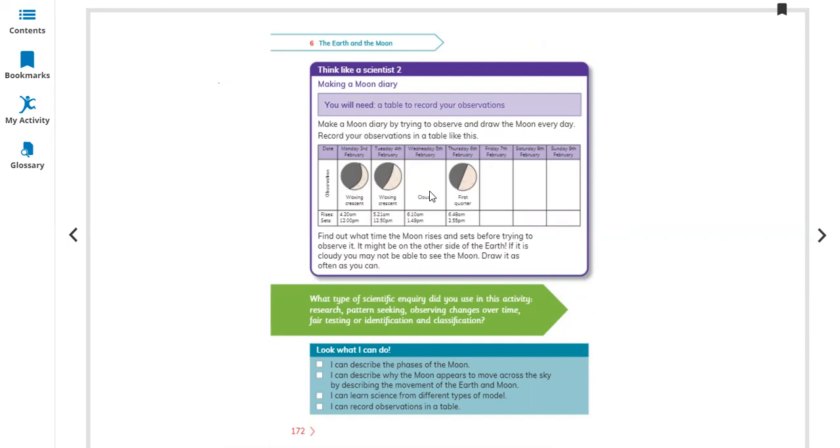If it's cloudy, you obviously cannot see the moon. If it's cloudy or rainy weather, you cannot see. So every day, you will need to write in the table.